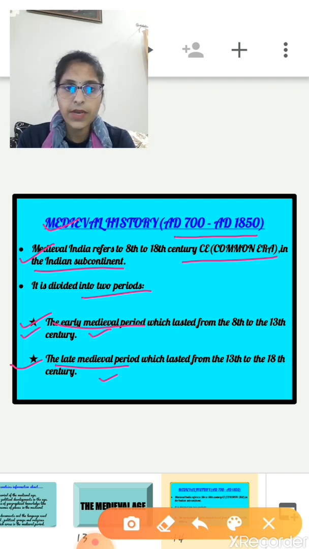The early medieval period lasted from the 8th to the 13th century. Basically, the early medieval period belongs to the Rajputs and Cholas, mostly Hindu rulers, right? Next is the late medieval period, which lasted from the 13th to the 18th century. This period belongs to the Muslim conquerors like Khiljis, Tughlaqs and Mughals.